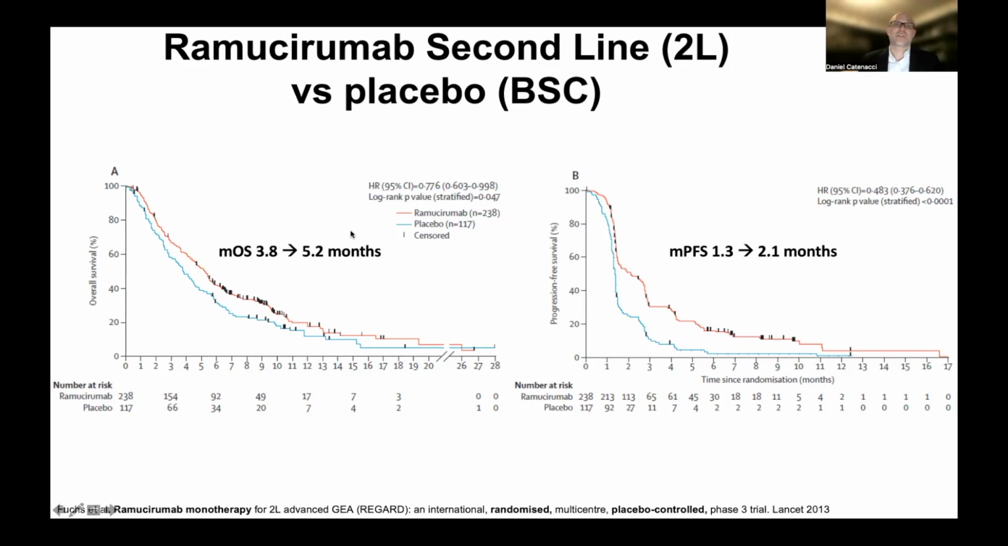And this was the precursor study of the RAINBOW study, which was looking at paclitaxel with or without ramucirumab, which is now a standard of care in second line. But this was the precursor study. And so it was ramucirumab monotherapy versus placebo without any chemotherapy. And what we saw was on the left, overall survival was improved with ramucirumab versus placebo, and PFS was improved, albeit modestly for both.